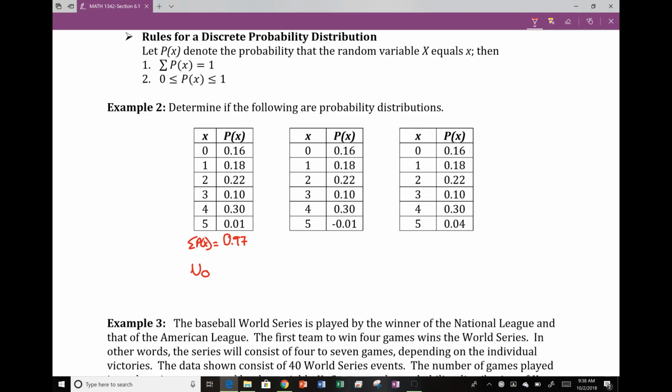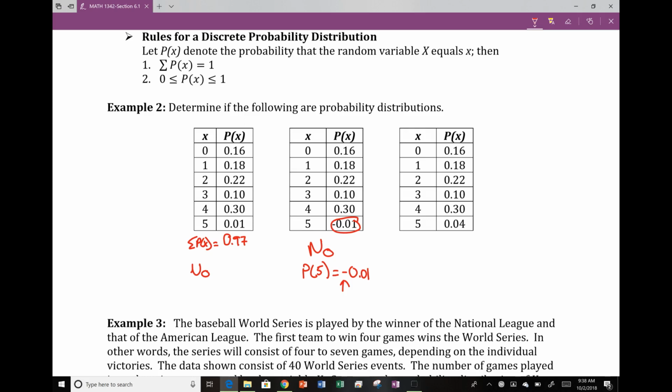Now let's look at the second one. The x's are okay, those are fine. I'm looking at the probabilities, and I've got a negative value here. Since I have a negative on the probability, this is also not a probability distribution. Because of that, the probability of 5 is equal to a negative 0.01. That negative throws it off.